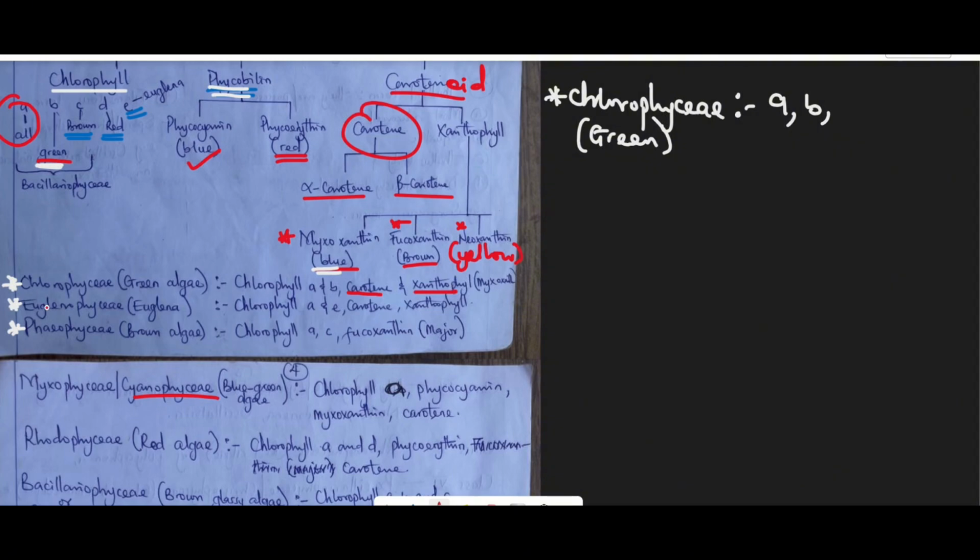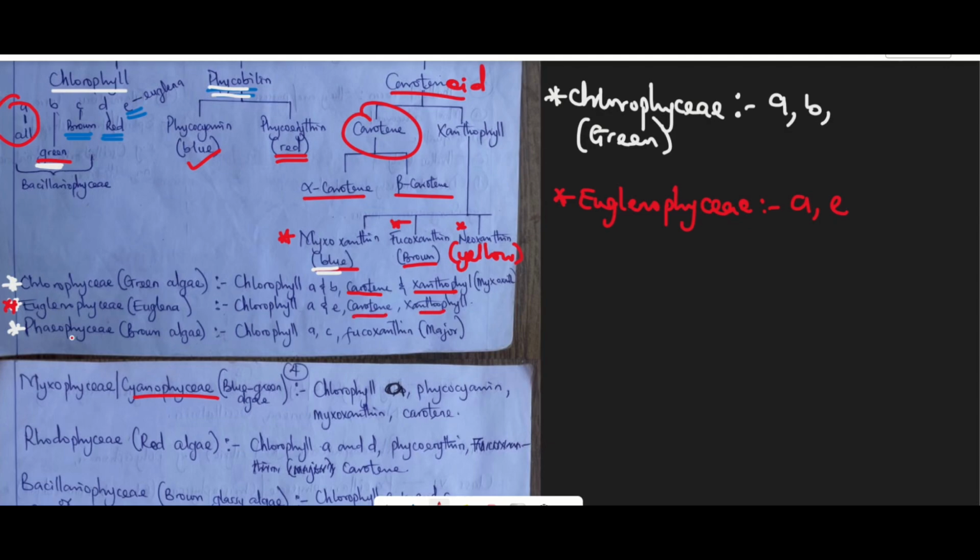Then take Euglenophyceae. So basically, I know that Euglenophyceae is another class entirely. So I'm going to start all over again with chlorophyll A. So chlorophyll A is for all. I'll put chlorophyll A. Then I have B as green, C as brown, red as D, then E, which serves as Euglena, because Euglena belongs to Euglenophyceae. Then how did carotene and xanthophyll fall here? We'll come back to it.